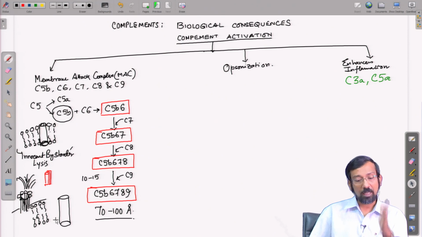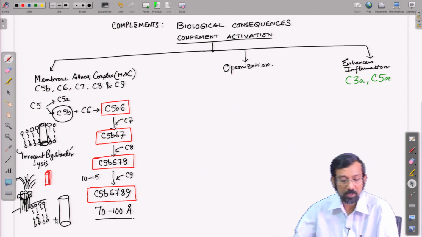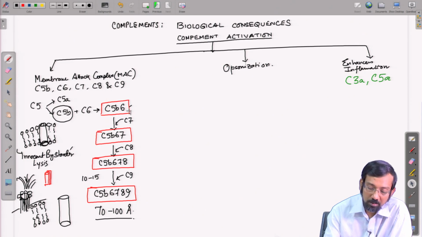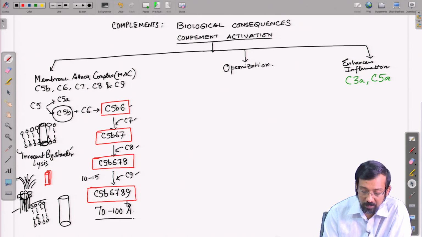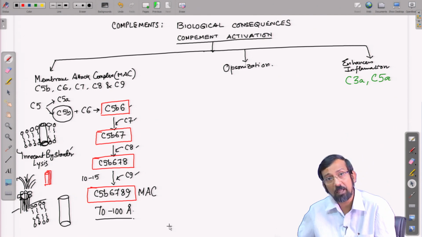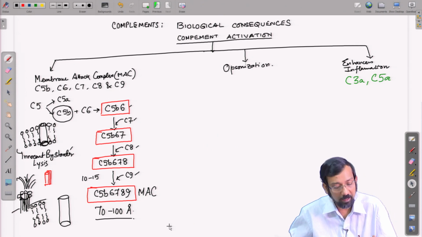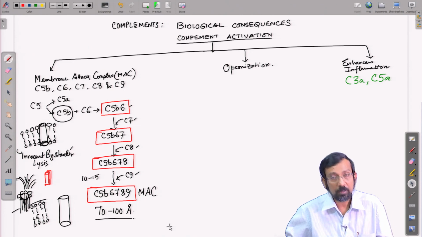So, this is one of the ways that the complement system can destroy the cells directly. After the activation pathway, the final product that is formed is: C5b associates with C6, and that in turn associates with 7, 8 and 9, and finally it forms the C5b6789 complex, which is known as the membrane attack complex. As the name suggests, it attacks the membrane, gets inserted into the membrane and leads to killing of the cell.